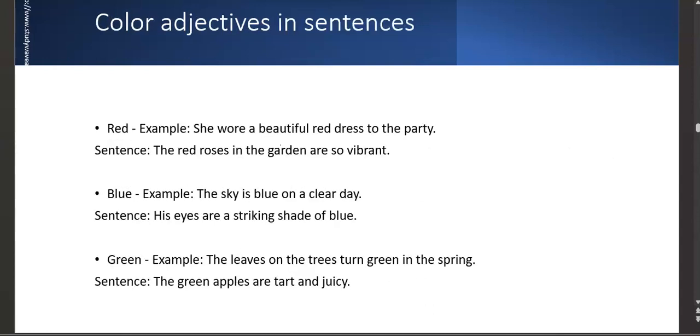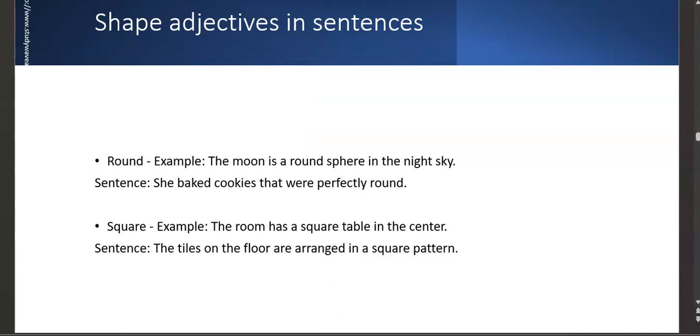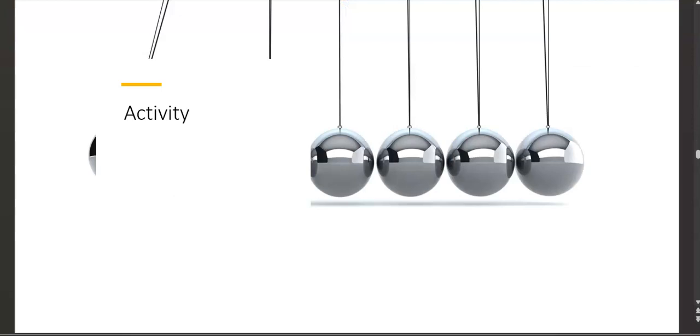When I talked about the color adjectives, I gave you examples when they appear in sentences, such as red, blue, green. I did that for color adjectives, and I also did that for shape adjectives. I gave you the shapes, round, square, and I attached sentences to them. The main idea was to help you understand how to use them, understand what adjectives are, and even learn for yourself, okay?